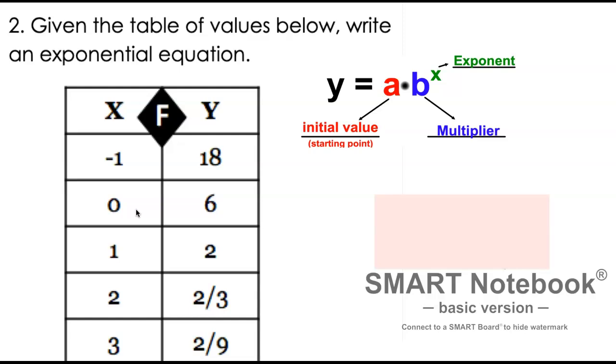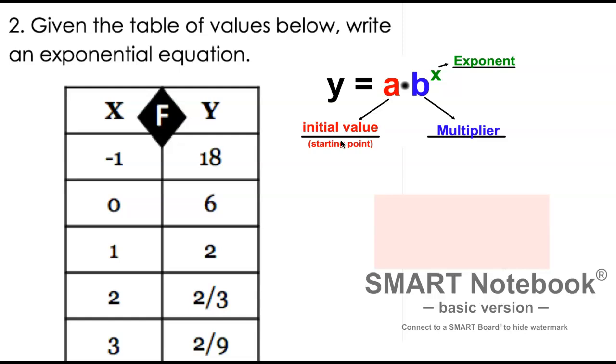All right, now in the second example, we're given the table of values and we need to go ahead and write an exponential equation. So I just put right here our general exponential equation. Remember, it's y equals a times b raised to the x power. Now, in order to write this equation, we need to figure out what our initial value is, or our starting point, and what our multiplier is.